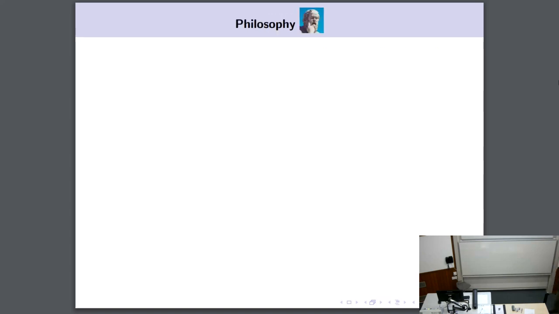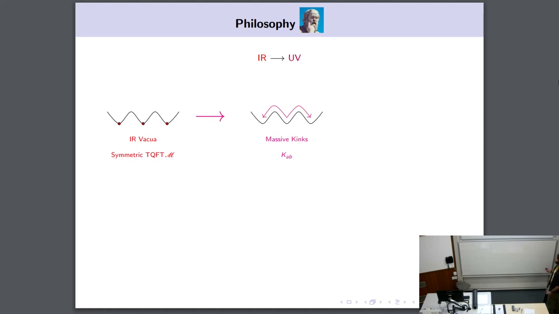Okay, so what is the philosophy of how I think about this program? So it's the other way around. You start from the IR and you try to build a theory in the UV. So the first thing you see in the IR is gapped vacua, because it's just a massive theory, but it's symmetric. There is some symmetry, so it's not just gapped vacua, it's a symmetric TQFT, called M. If you go a bit above in energy scale, you go to the mass scale of the kinks, so you will see kinks K and B interpolating between the vacua. This is what I will describe.